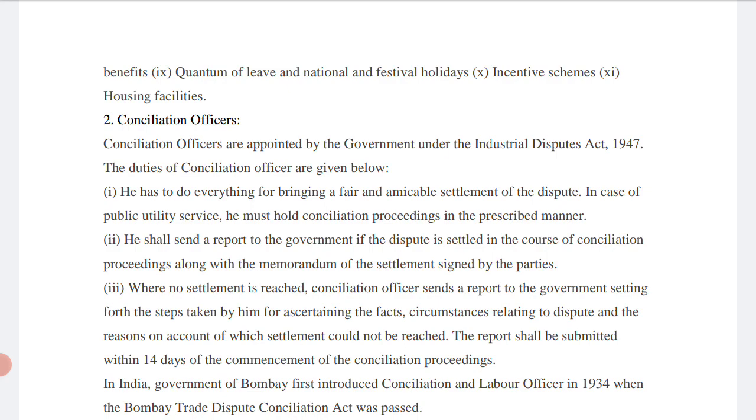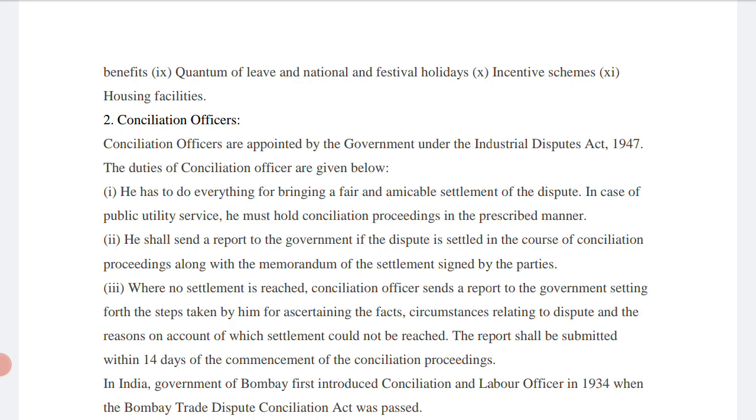The duties of conciliation officer are given below. Okay, see, this person who is appointed by the government to settle the industrial disputes, what he is supposed to do. Okay, he has to do everything for bringing a fair and amicable settlement of dispute. Okay, त्याने सर्व गोष्टी करायच्यात ज्याच्या थ्रू काय होणार आहे? येस, थ्रू दॅट देअर शुड बी सेटलमेंट ऑफ डिस्प्यूट. ओके, इन केस ऑफ पब्लिक utility service, he must hold conciliation proceedings in the prescribed manner.